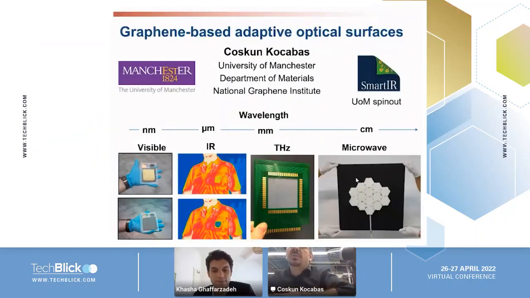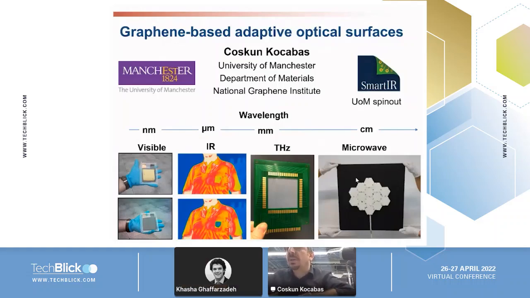My name is Coskun. I am a professor at the University of Manchester, Department of Materials, and also I am the co-founder of Smartir. This is a spin-out company from the University of Manchester. We are trying to commercialize the technology based on graphene-based adaptive surfaces.